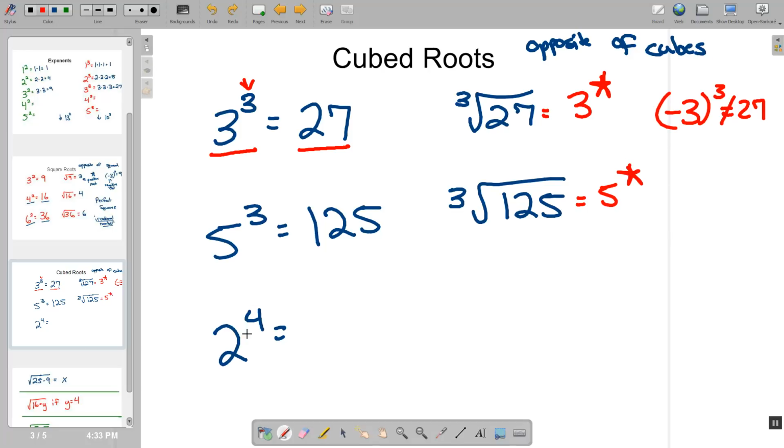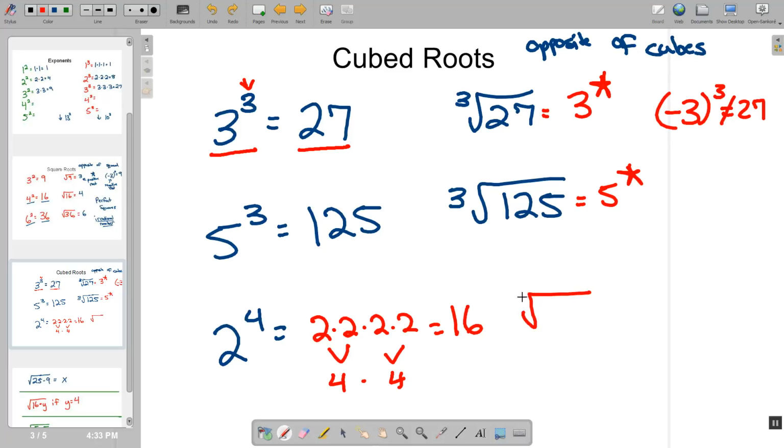Now moving down to a tougher one, 2 to the 4th. That is 2 times 2 times 2 times 2, or 4 times 4. So this is 16. We then say the 4th root of 16 would be equal to 2. And that's how that works. That can go up infinitely. But in math, you almost always work with cubed roots or squared roots. But you can have 4th roots, 5th roots, 6th roots, all the way up to any number.